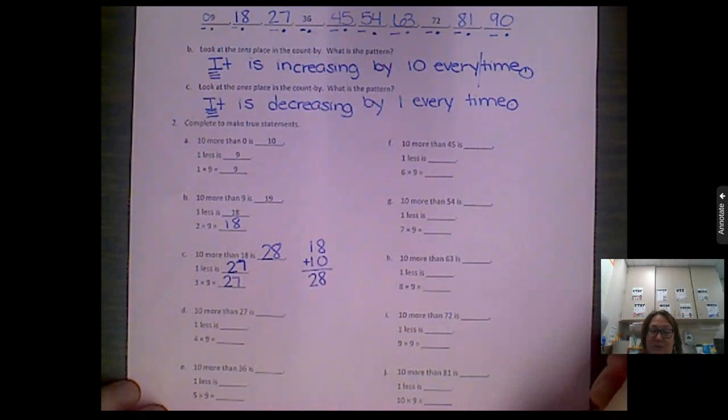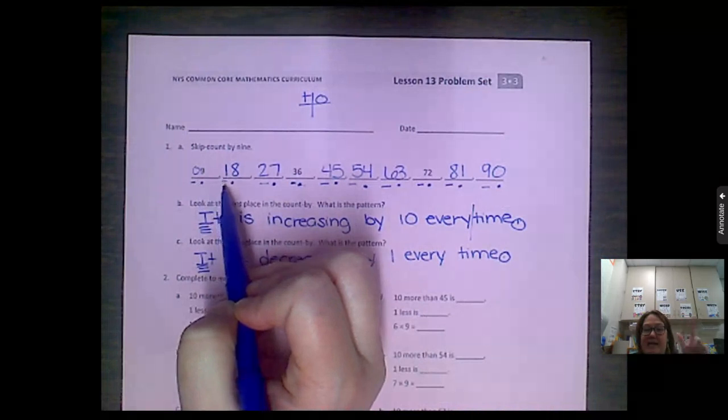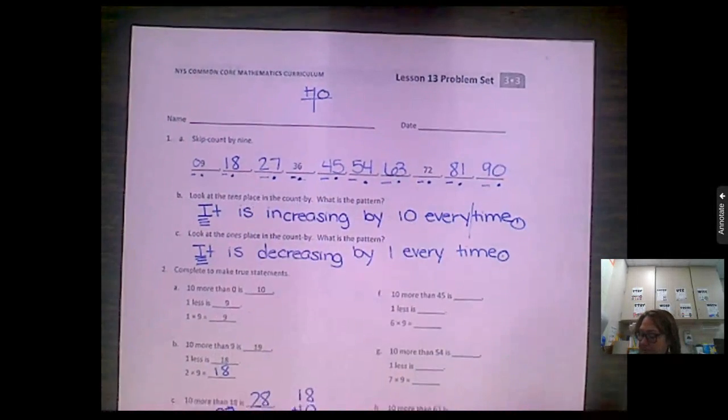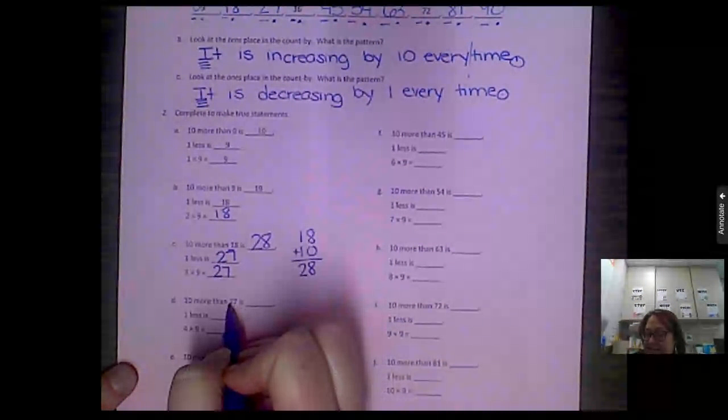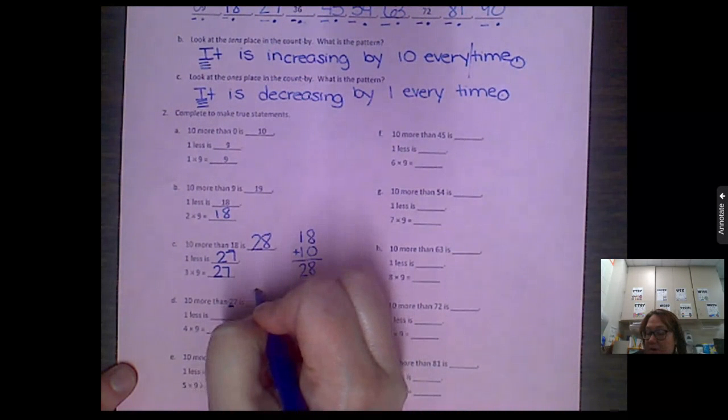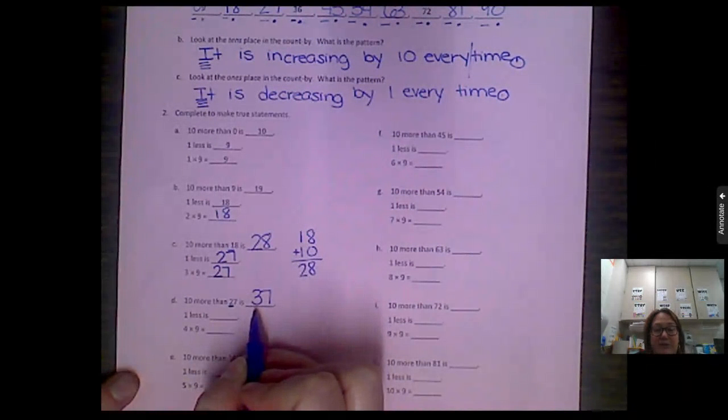And you know, the way that we can check that is just do our 9 song 3 times, right? 9, 18, 27, stop. Yeah, it's good. All right, so it works. So 10 more than 27 is, increase that 10 by 1, go up by 1 there, or by 10. So 10 more than 27 is 37. 1 less than 37 is 36.